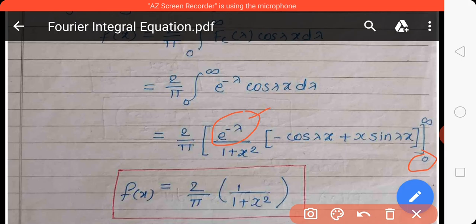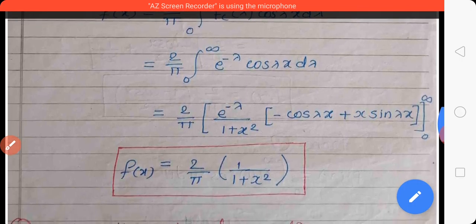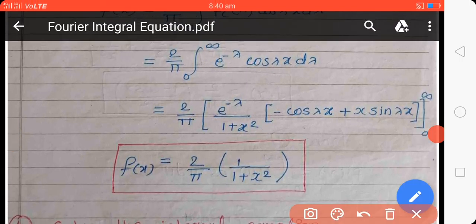Therefore, we got 1 upon 1 plus x square in bracket minus cos of 0 plus 0 into sine 0. The second term, 0 into sine 0, is 0. Only we got the first term minus cos of 0. Cos 0 is 1. Therefore, we got the value minus 1. We put the lower limit, we got minus minus plus. Therefore, we got the value of the integral equation: f of x is equal to 2 upon pi into 1 upon 1 plus x square.